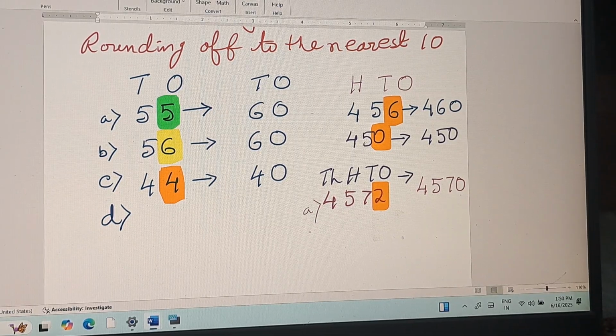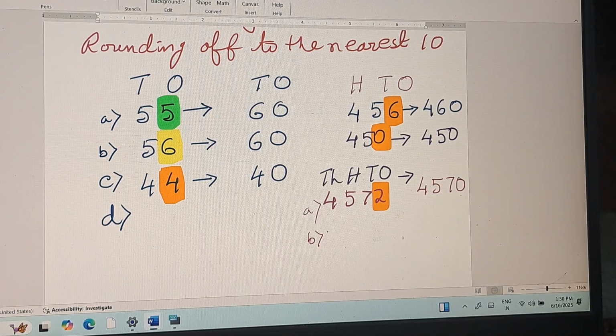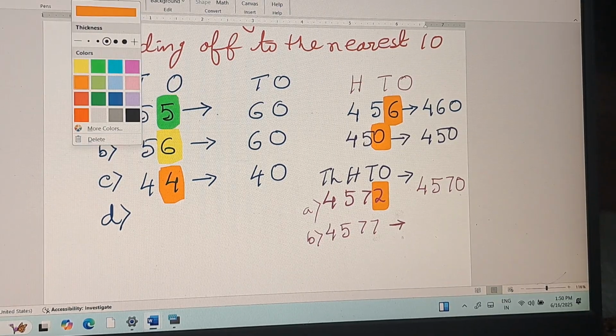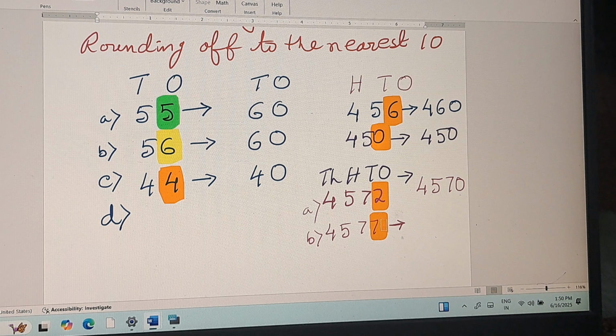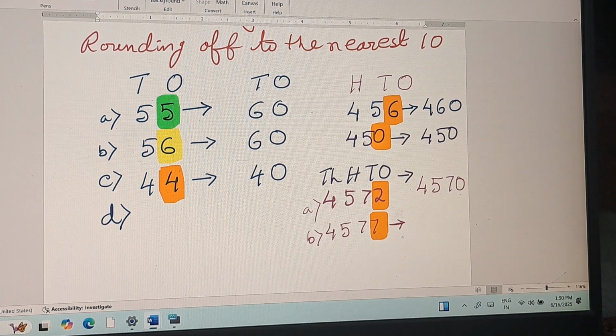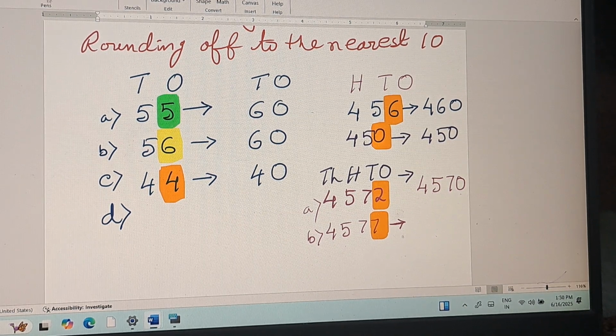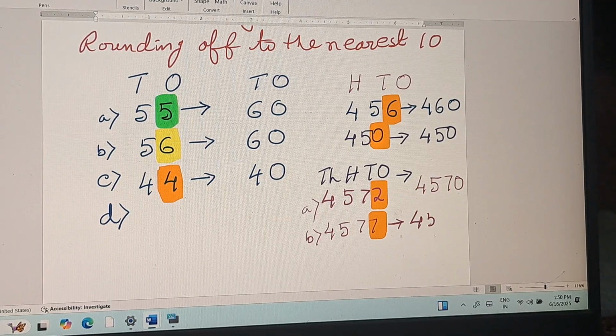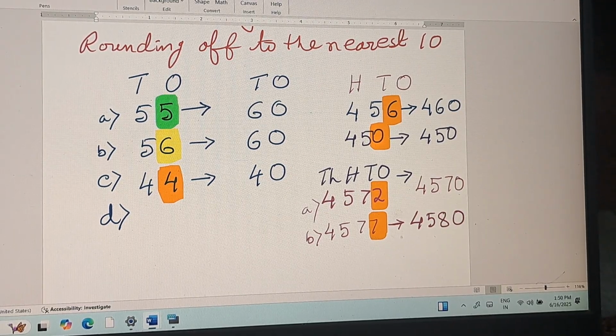One more example with a 4-digit number, 4577. So in this case, what we can see, in ones place it is 7, which is more than 5. So it will be rounding up. So the answer will be 4580.